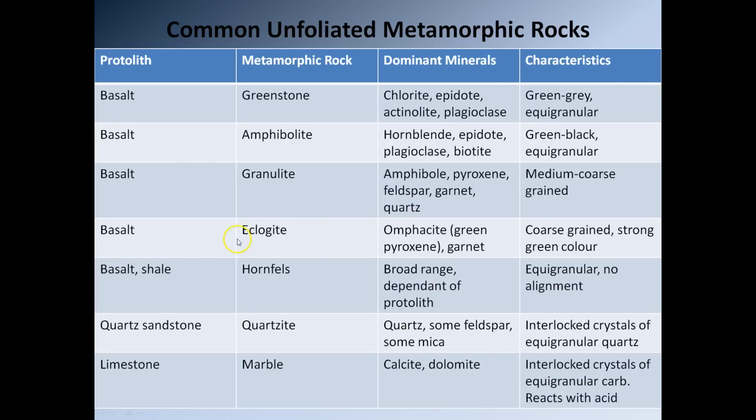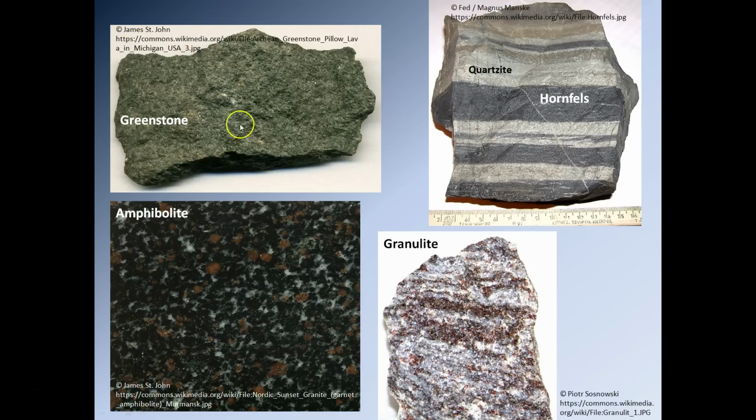So those are the common unfoliated rocks. So here we go, this is a greenstone, amphibolite, granulite. You can see that now there's a very weak foliation here, but on the whole it's unfoliated. Now in this case, these layers you see in this rock are not due to metamorphism. They are due to the original composition of the sediment that's metamorphosed. So the layers of mudstone were metamorphosed to give hornfelses, and the layers of sandstone were metamorphosed to give these more tan-coloured quartzites.